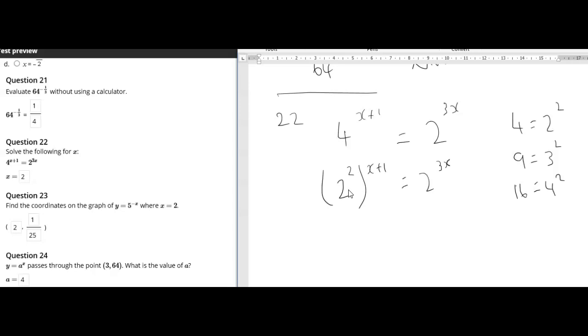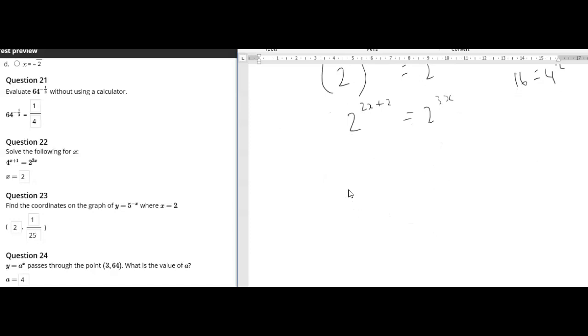Now the reason I did that is because when I'm solving powers, I need the same base. Okay, so now I've got 2 on both sides. So I'm just going to expand this bracket first. Now the reason I put it in brackets is so I remember to do both the x and the 1. So it's 2 times x, which is 2x, and then 2 times 1, which is 2. And then on the right-hand side, I've got 2 to the power of 3x.